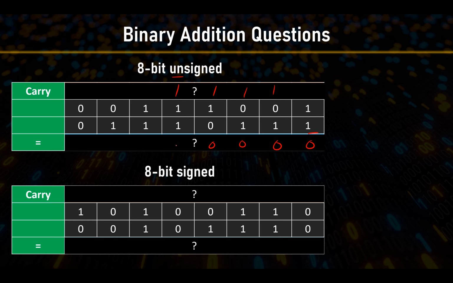Then here we've got 3 1s, so it's going to be a sum of 1, carry the 1. Again, 3 1s, sum of 1, carry the 1. 2 1s, so sum 0, carry the 1. And then 1, then 2 zeros, so that's going to be a 1. So in this case, this is actually not going to be overflow, since we don't have a carry out here.